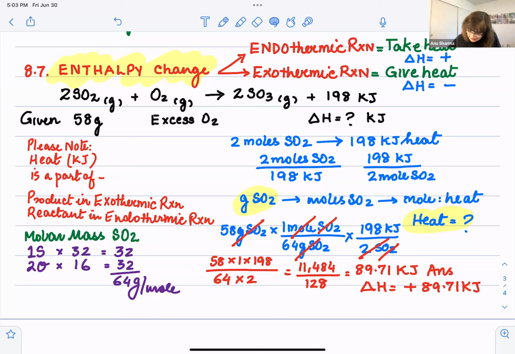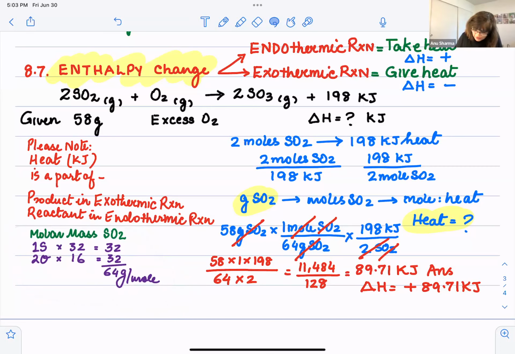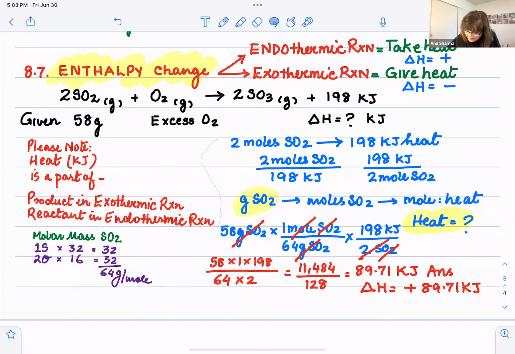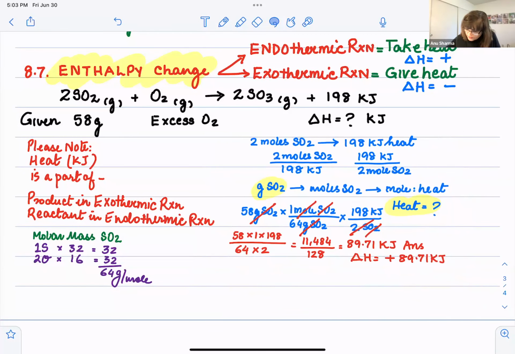So that's the way to do the enthalpy questions. Just treat them like the reactants and the products and you won't go wrong. And that's it for this chapter.